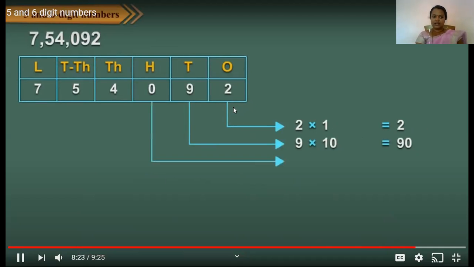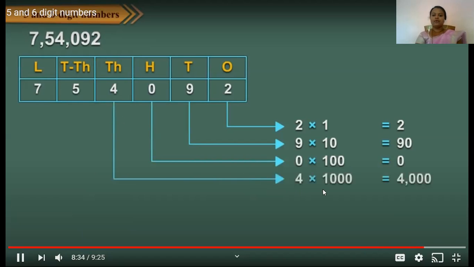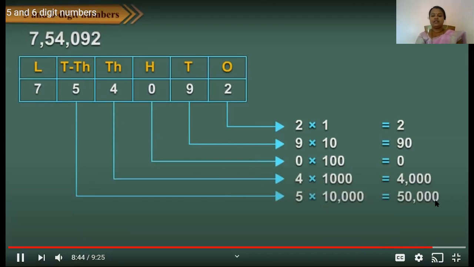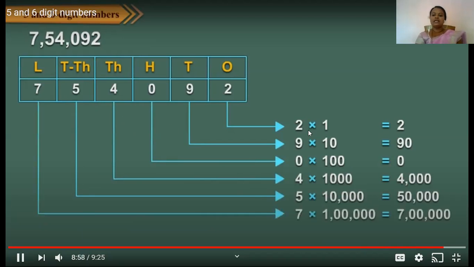Further, when we look at the hundreds place, 0 in the hundreds place, 0 into 100 is 0. 4, 4 into 1000, that comes as 4000. Next, you would be saying 5, that comes in 5 into 10,000, that is 50,000 is the place value. Further, moving to 7, 7 into 1 lakh is the place value. So the answer for 7 would be 7 lakh as its place value.